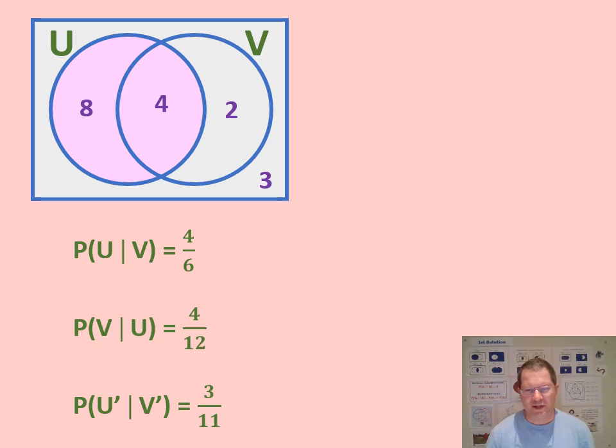For the probability of V given U, however, we are now looking at the U circle to start off with. That's the 8 and the 4, making the 12, of which it's the same 4 that are in V as were before for the numerator of the previous question. So 4/12. And then for the probability of not U given not V, I've coloured in not V as pink. That's the 8 and the 3. And of those, the ones that also aren't in U are the 3. So 11 on the denominator and 3 on the numerator.